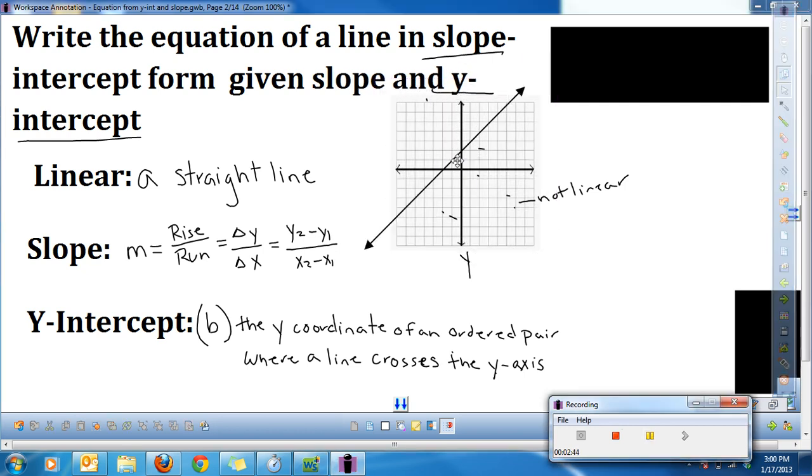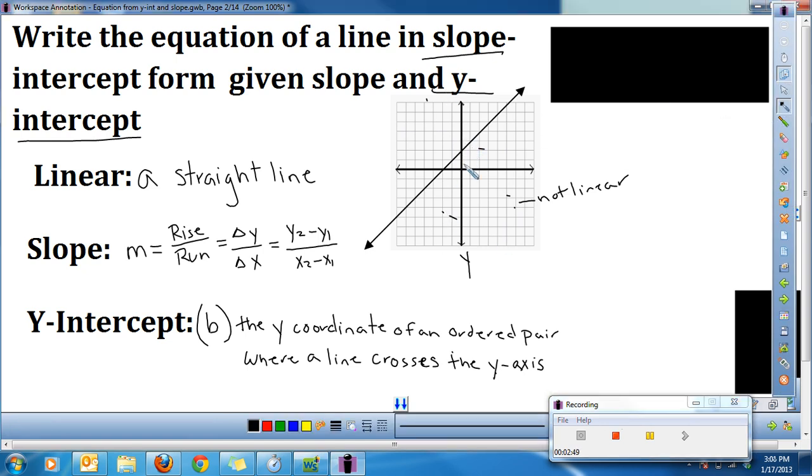If we look at this line, we'll notice that on the y-axis, which is right here, this line crosses at 1, 2. If I were to write that as an ordered pair, that ordered pair is (0, 2). So what it means by the y-coordinate of an ordered pair, it means where this line crosses the y-axis. This is x, this is y, and the y-coordinate is your y-intercept, or b, what we call. It crosses at positive 2. We'll talk later more about that, but right now I just want you to be able to visualize what the y-intercept is.